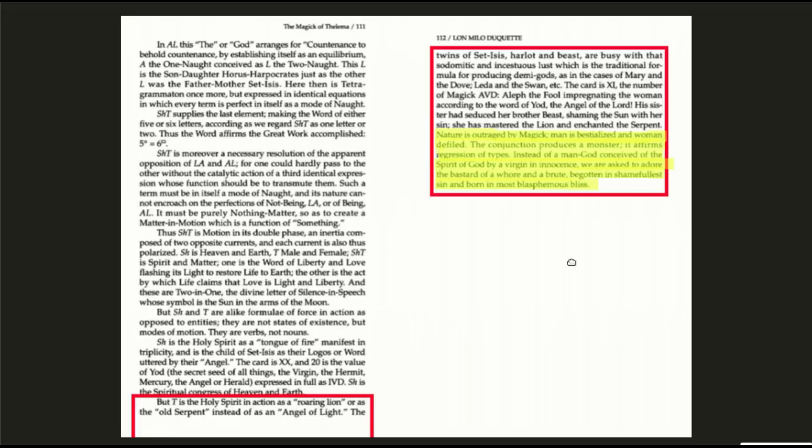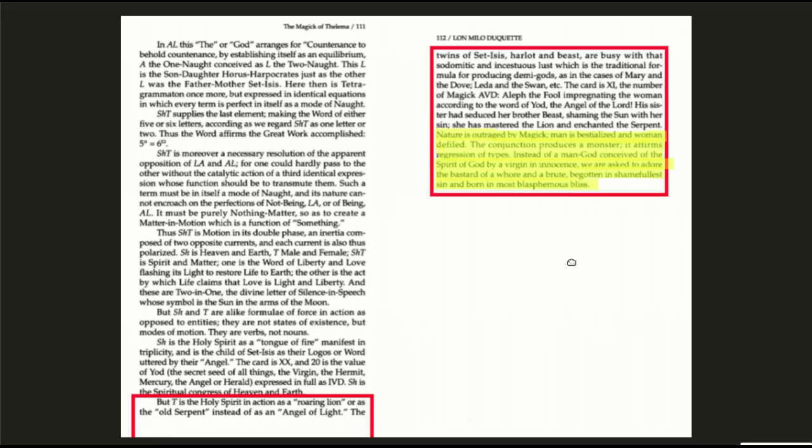Instead of a man-god conceived by the Spirit of God, by a virgin, by a virgin in innocence, we are asked to adore the bastard of a whore and a brute, begotten in shamefullest sin and born in most blasphemous bliss.